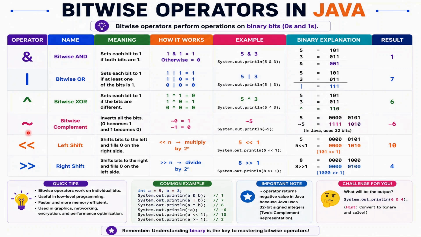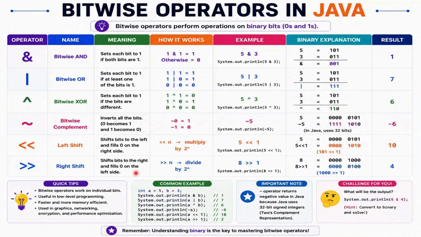Next is bitwise complement. It's very simple. The bitwise complement makes each bit the opposite: 0 becomes 1, and 1 becomes 0. So the bitwise complement of 5, when we convert to binary, is 0 1 0 1. The opposite of it will be 1 0 1 0. According to that, it will calculate the result as -6. In left shift, we are shifting the bits to the left. For right shift, we are shifting the bits to the right.